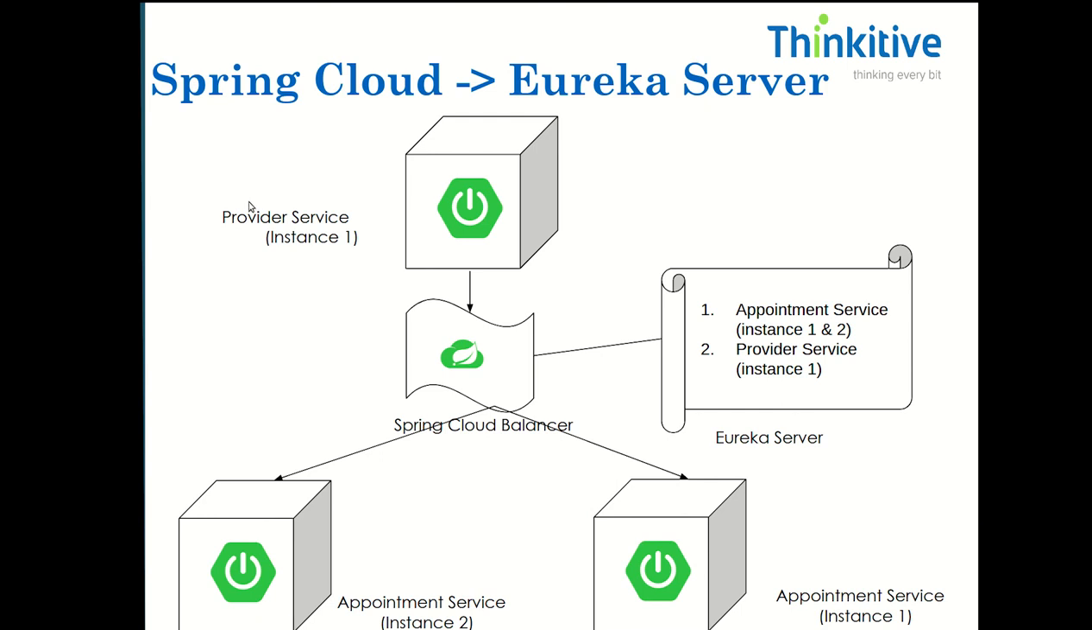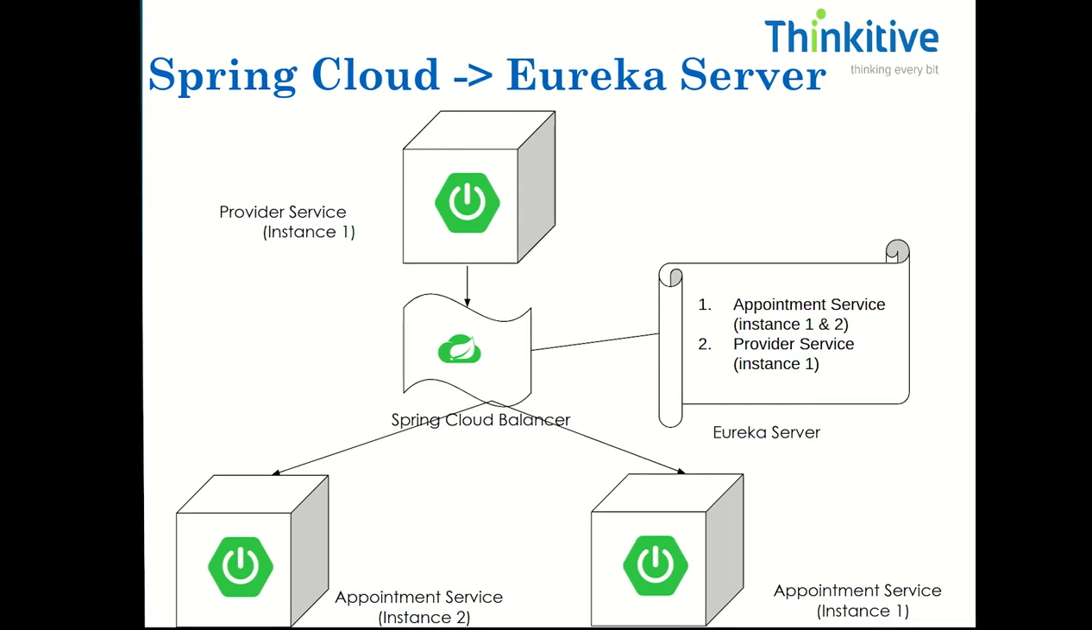Here we can see provider service. There are 2 instances of appointment service, instance 2 and instance 1, and all of them have registered themselves in Eureka server. Also we can see the Spring Cloud balancer, which comes with Spring Cloud. It automatically does load balancing for us. In this case, provider service wants to talk to the appointment service, and here we can see appointment service has registered itself in Eureka server. So provider service will be able to talk to the appointment service, and this is called service discovery, and registering themselves into the Eureka server is called service registry. So that is all about Eureka naming server.